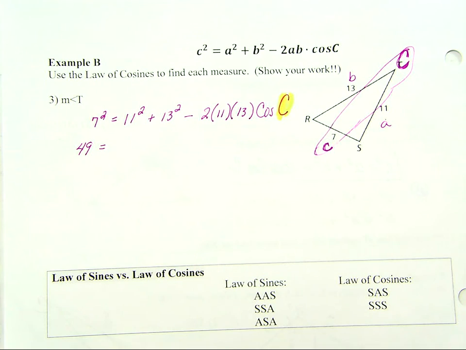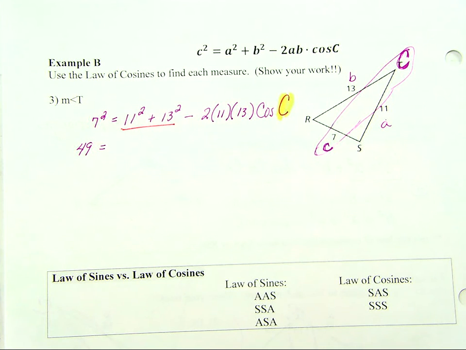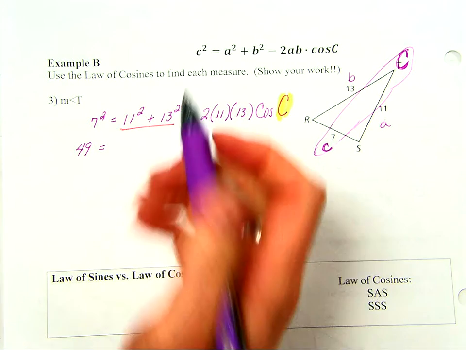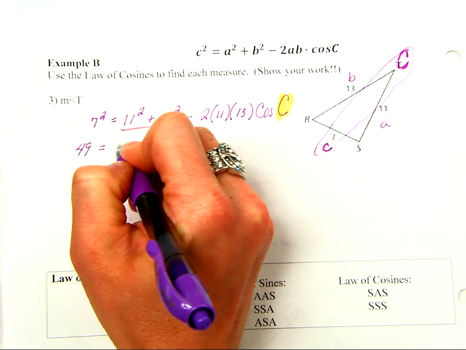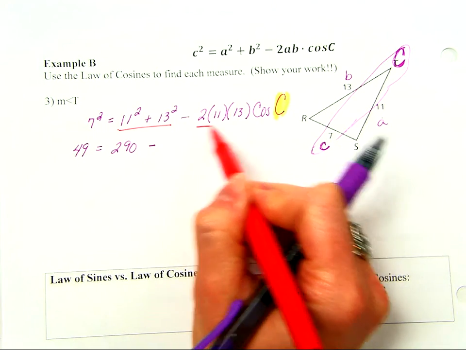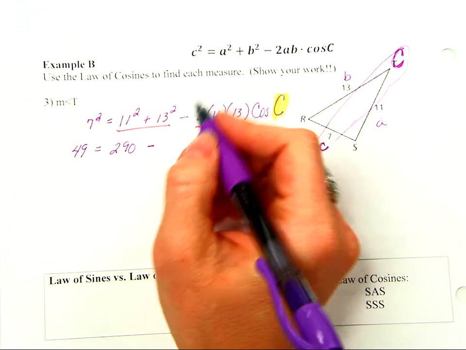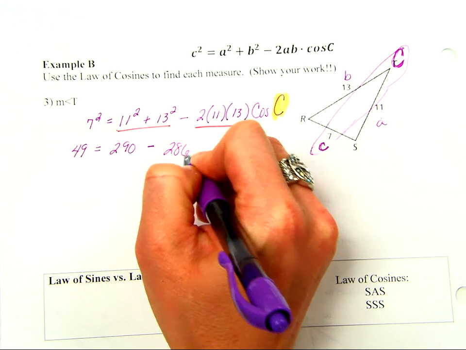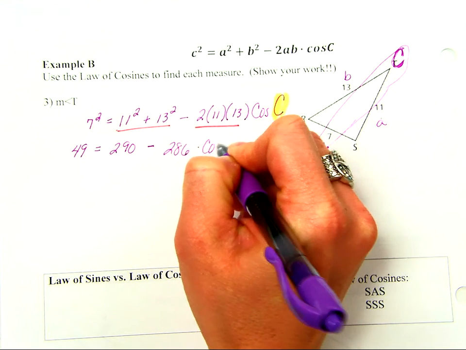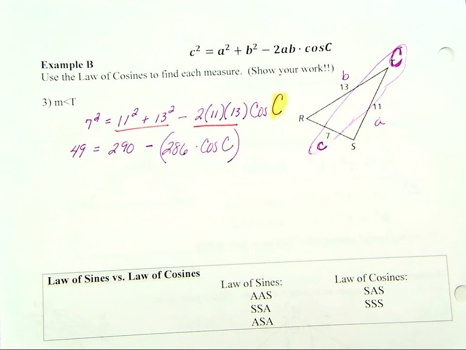I can again kind of approach it the same. I know this is 121 and 169. I can add those two together, okay? 121 plus 169 would give me 290. I'm going to go ahead and multiply 2 times 11 times 13. Well, 2 times 11 times 13 is 286. But this is times the cosine of C. So I have to remember that that's treated kind of as one chunk there.